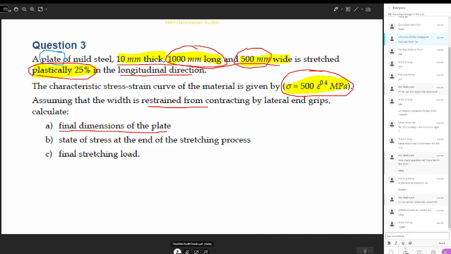So you know that the final length is 1250, and the width is the same. So what will be the final thickness? Guys, you got the question? Try to work out the final dimensions of the plate, including the final length, final width, and the final thickness.